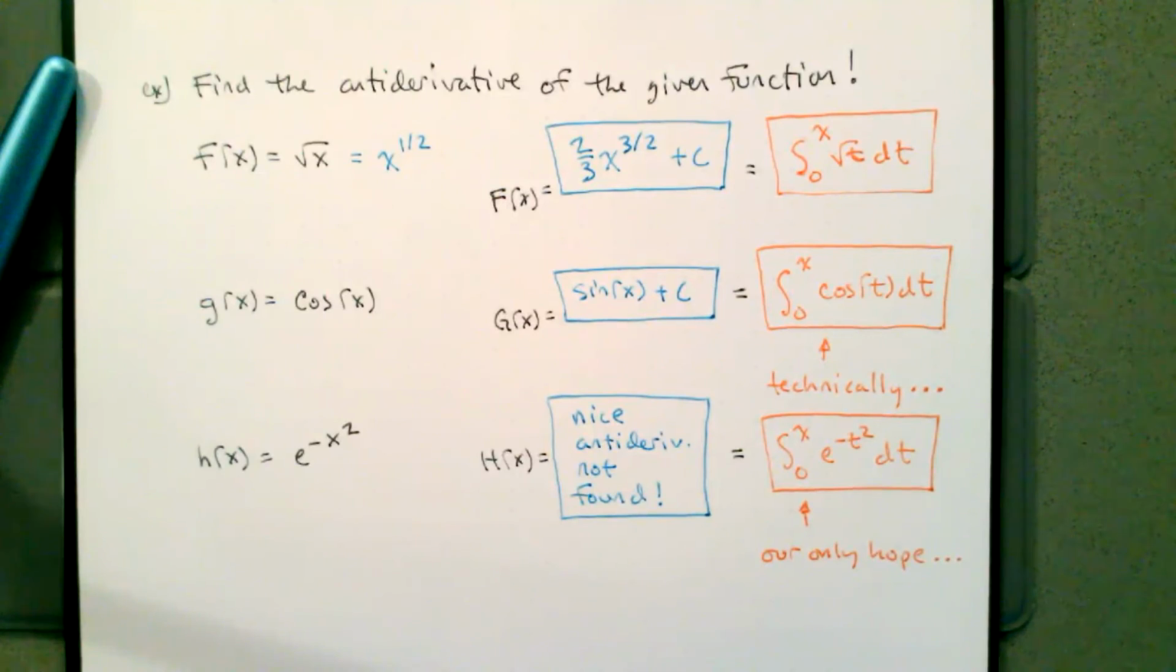The first two, we have nice antiderivatives. We can follow the rules. We add one to the exponent. We divide by the new exponent. On the second one, we just know that cosine of x is the derivative of sine of x. But on the last one, there is no nice antiderivative. We have to construct the antiderivative using the second fundamental theorem. That's all I'm saying. There are some functions out there that don't have nice antiderivatives.